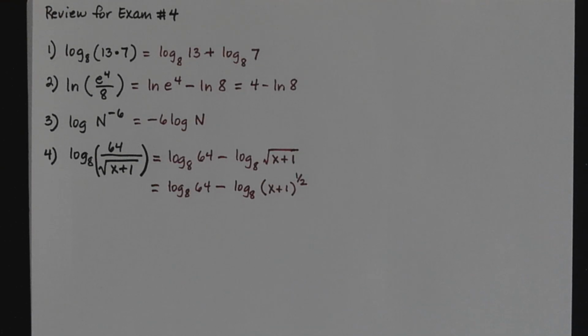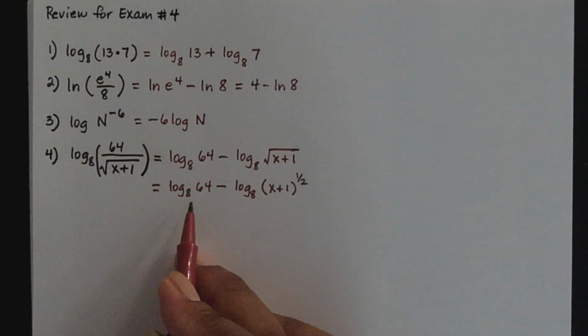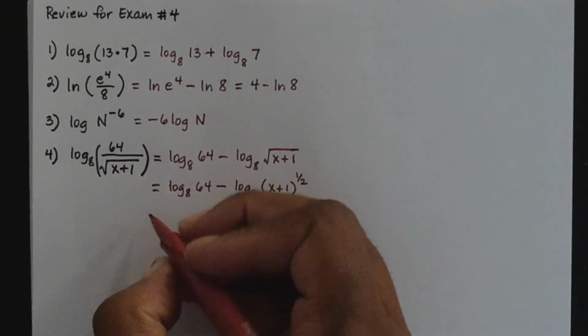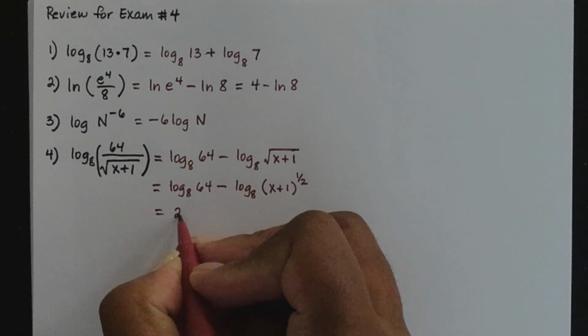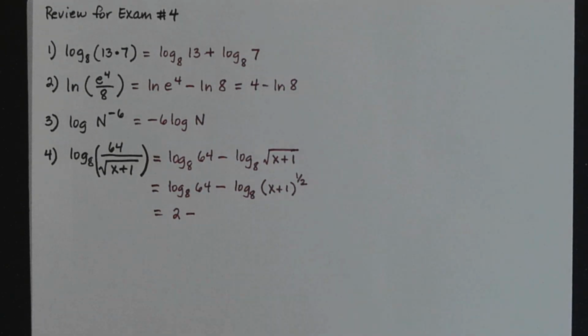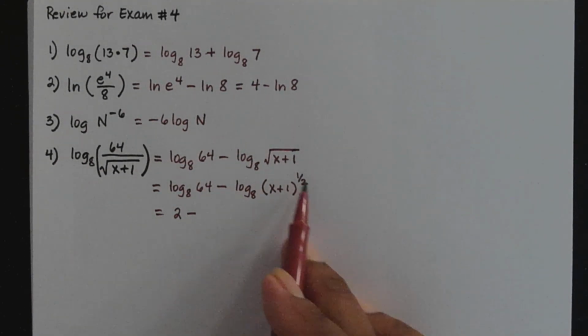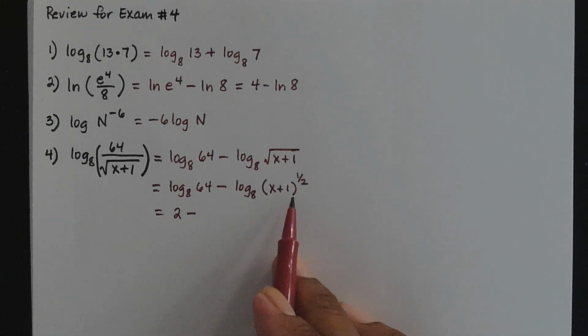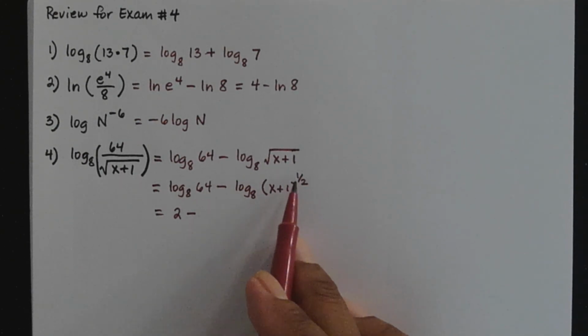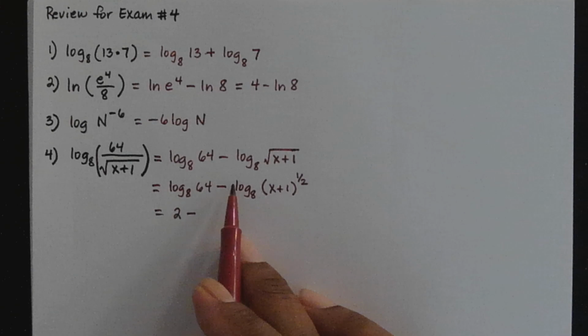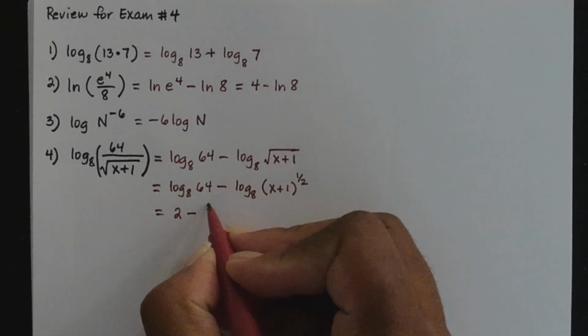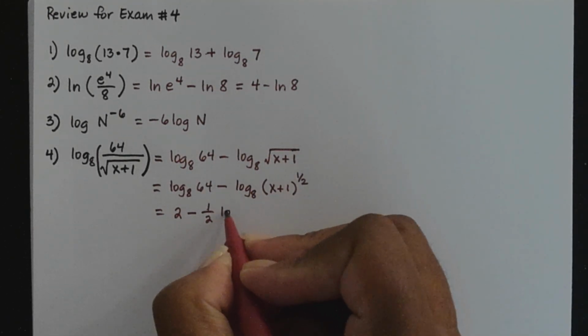Now let's think about what log to the base 8 of 64 will be. 2. Because you're thinking 8 to what power gives me 64? And it must be 2. So I have 2 minus. Now, what rule can I use here? The power rule, because of that 1/2 is my exponent. That 1/2 goes in front of log to the base 8 of the quantity x plus 1.